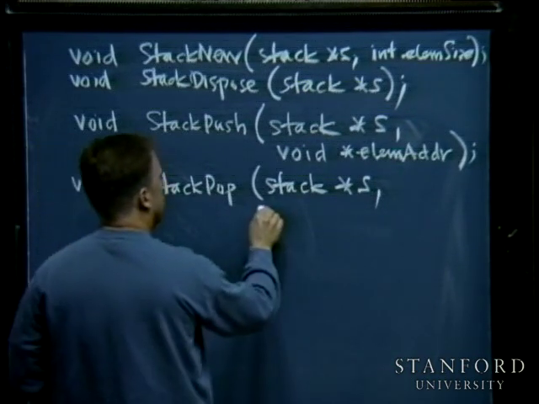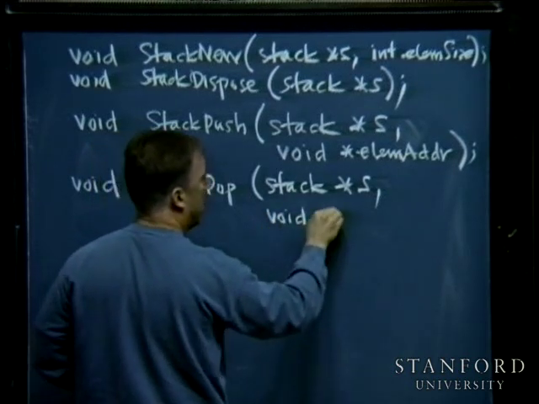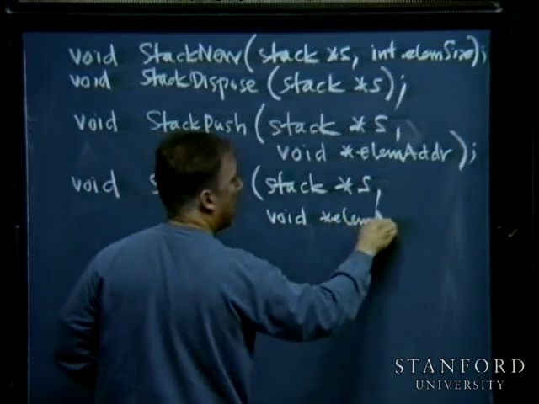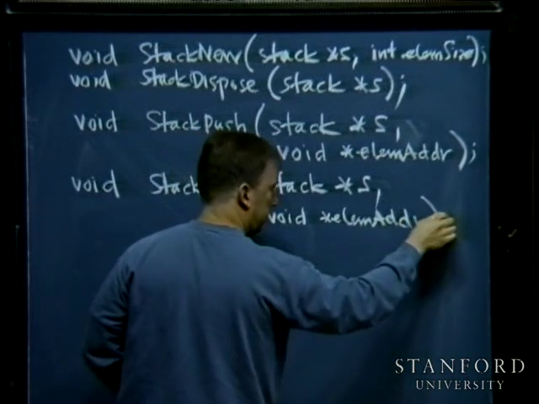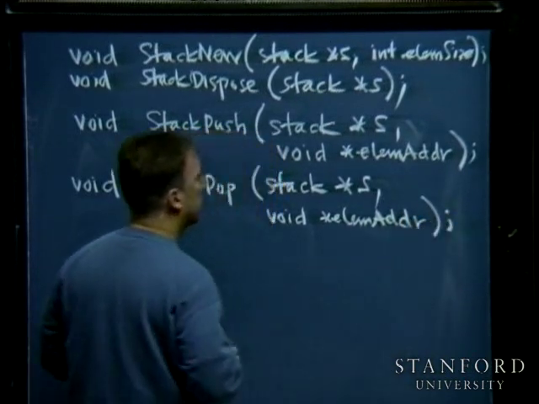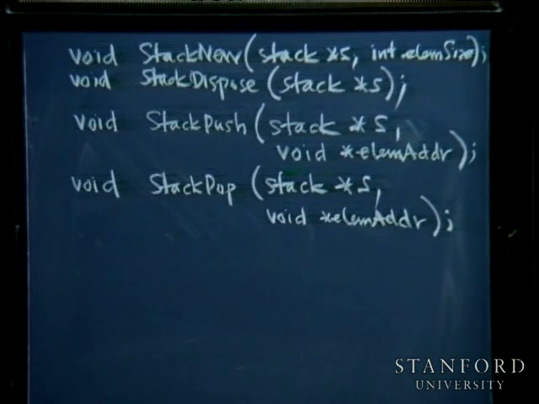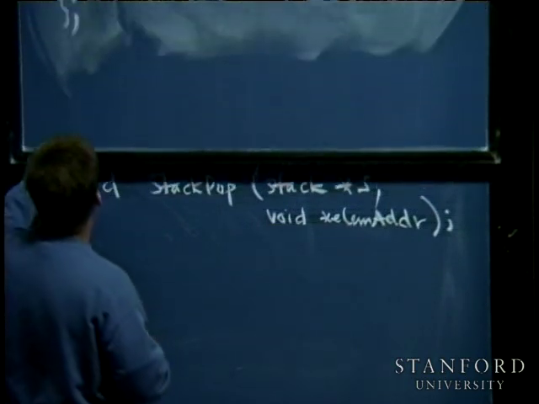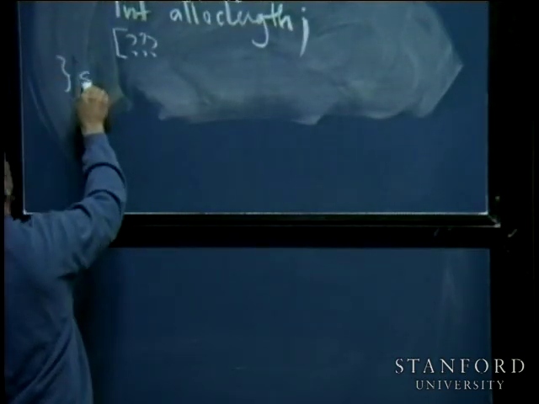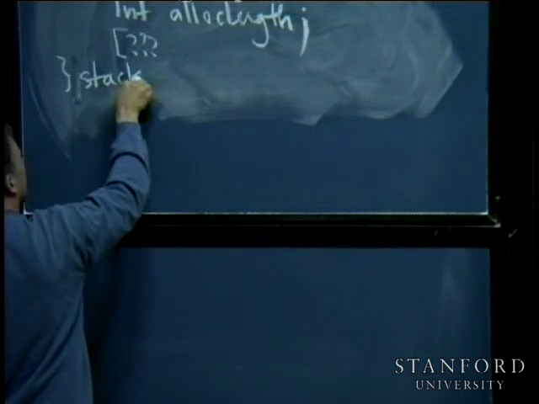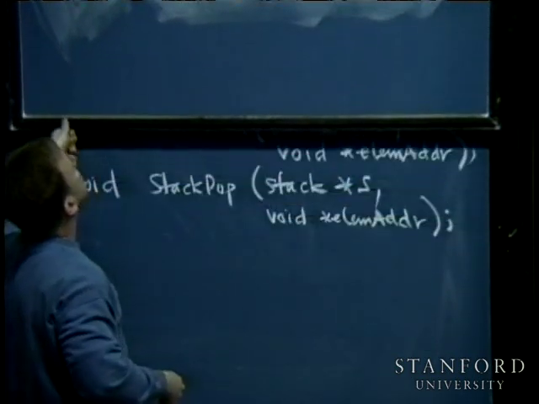Okay. So void star elem address. And that's all I'm going to concern myself with. Okay? Yep. Where is that struct named stack? I'm sorry, I just forgot it. It's right there. Sorry about that.